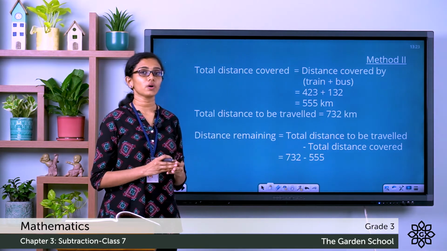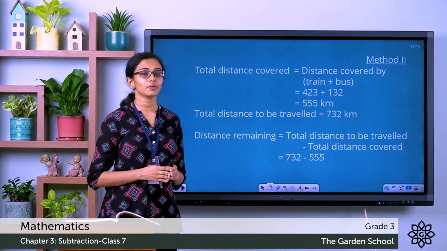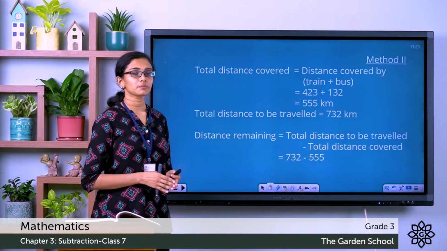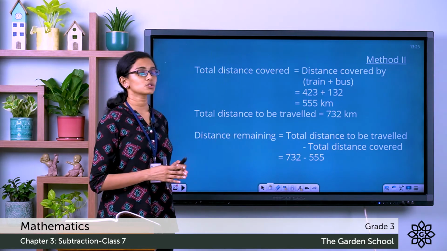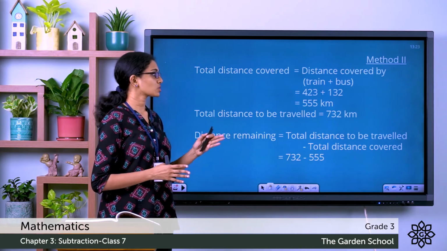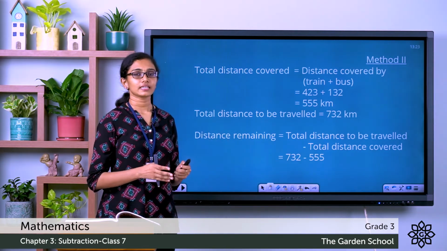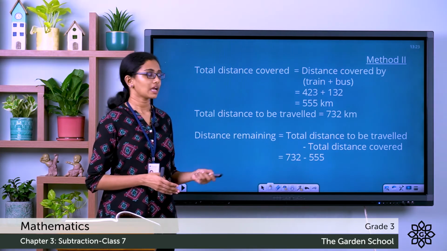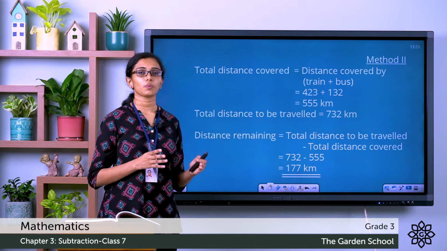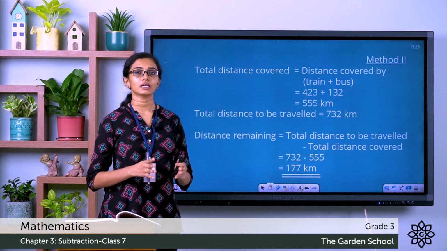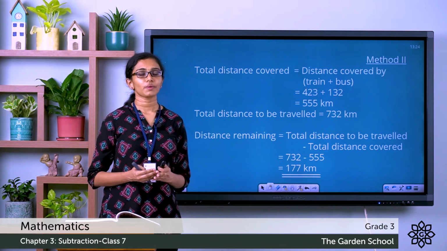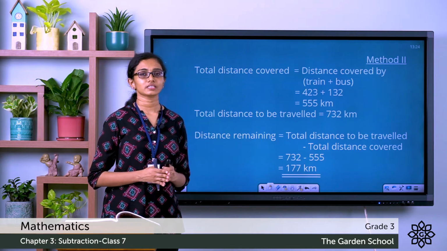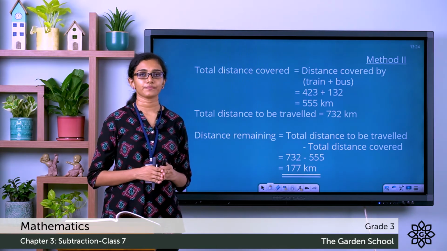Now how do we find out how much is the distance yet to be covered? Distance remaining will be equal to the total distance to be travelled minus total distance covered. That is equal to 732 minus 555. It gives you the answer as 177 kilometers, the same answer. So whichever method you are using to solve the question, it gives you the same answer.